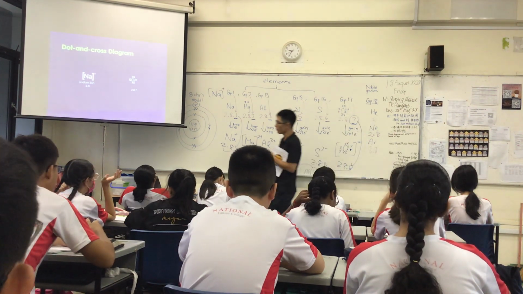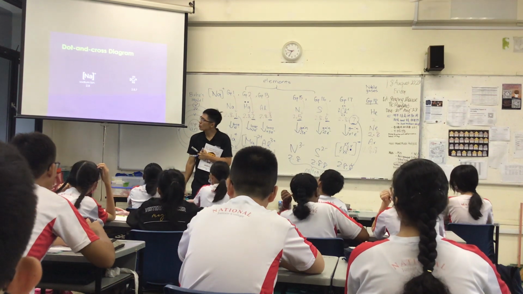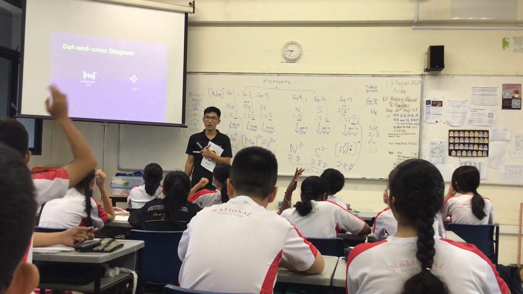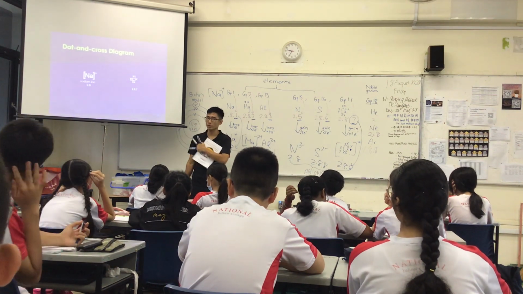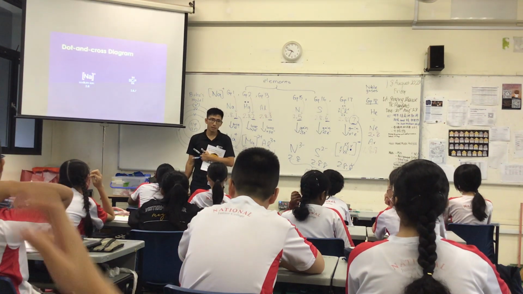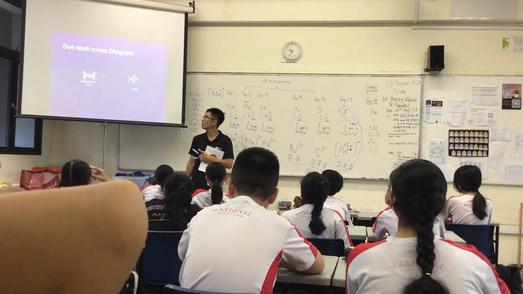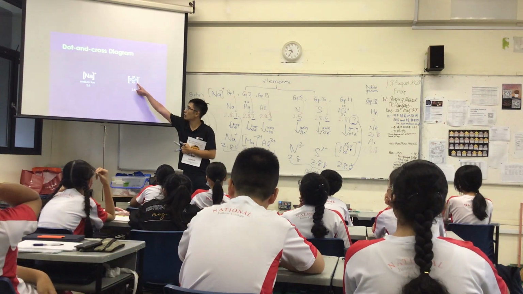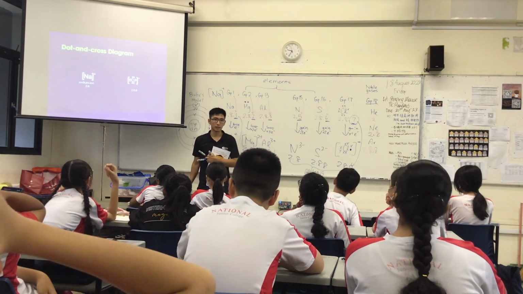Okay, let's look to the screen for some movie magic. So look at chlorine here. Sorry, I have to answer Isaac's question in a while. We look at the screen first. This is a dot and cross diagram for chlorine. But if it gains 1 electron, then you just draw 1 dot, and then it becomes a negative.